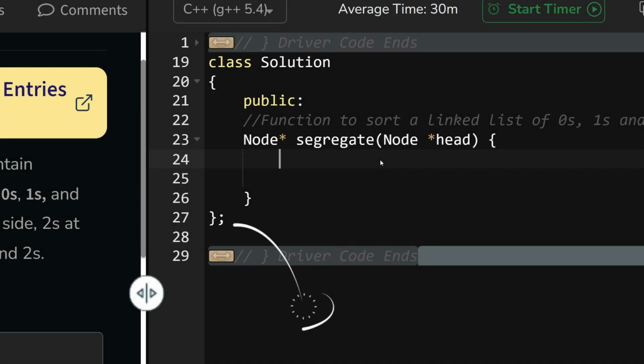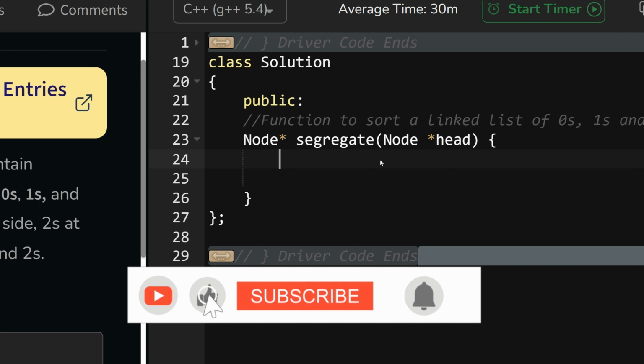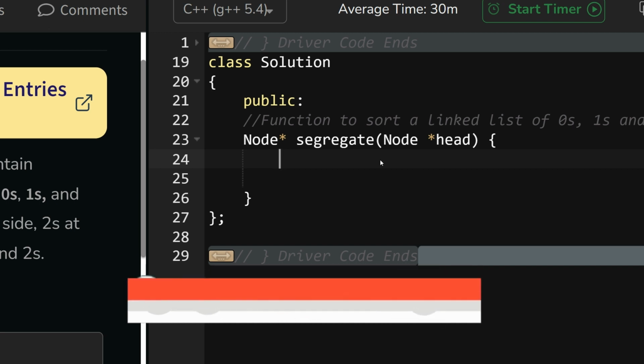All right, so here is the coding section. This is the GFG platform I am using, because I was not able to find a linked list LeetCode platform for this question. Okay, so let us start.